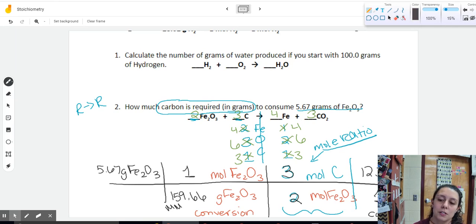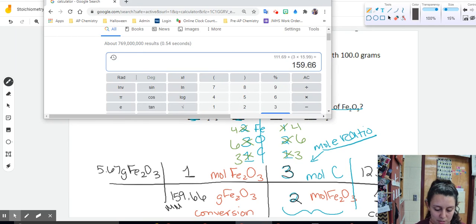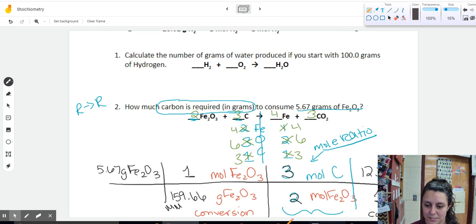Okay, so to finish this off, we're going to go ahead and type this into our calculator. So I end up with 5.67 times 1, so I'm right here, times 3 times 12.011 equals, and I'm going to divide it now by everything on the bottom. So 159.66, I'm going to push divide again, 2, push divide one more time, 1, and now we end up with 0. Whatever it said, it just left my screen, hold on, 0.6398.